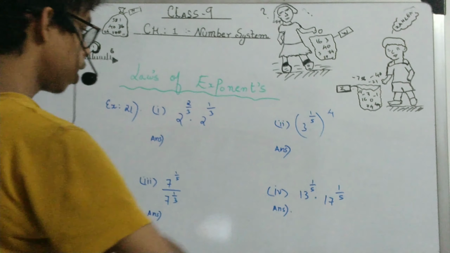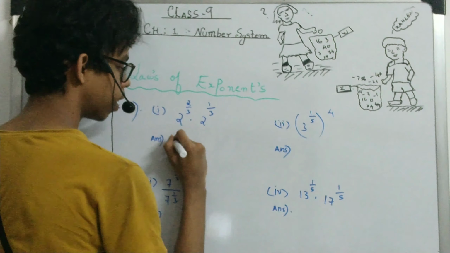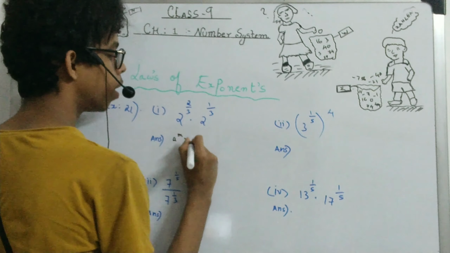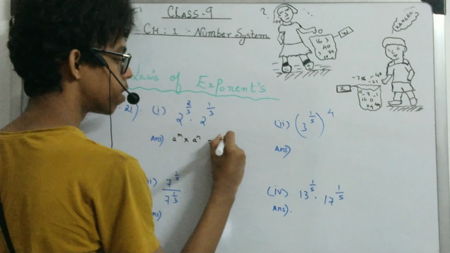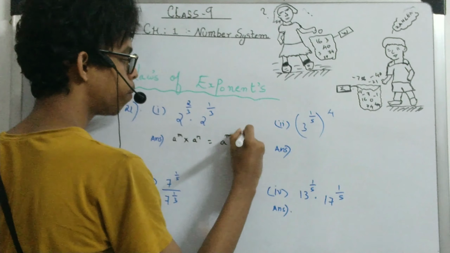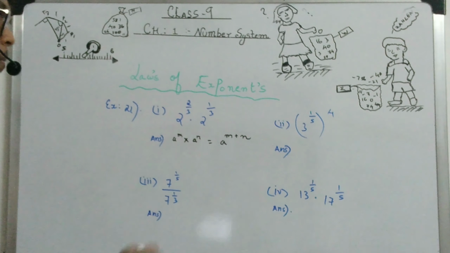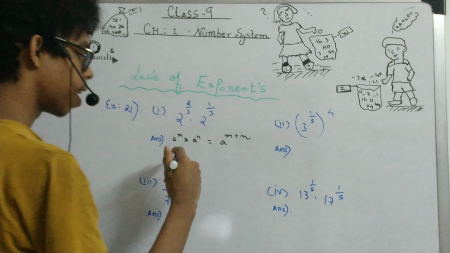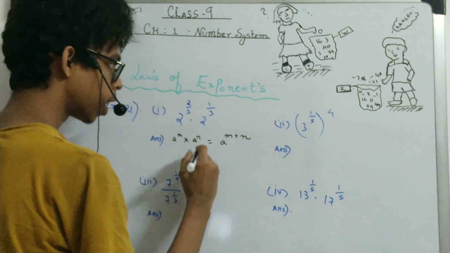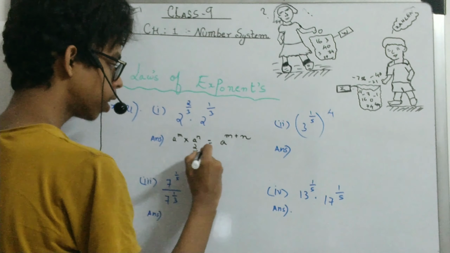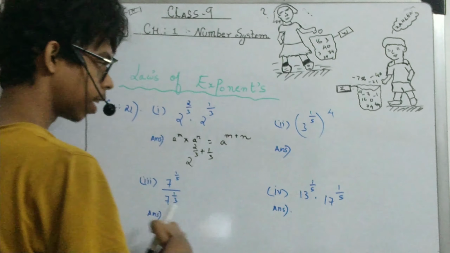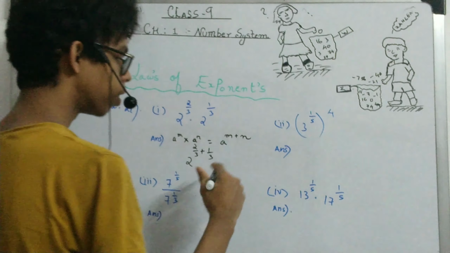Here we can use our identity, that is a raised to m into a raised to n is equal to a raised to m plus n. Whenever multiplication is there and the bases are the same, the powers get added. So I can write 2 raised to 2 by 3 plus 1 by 3. I am adding the powers.